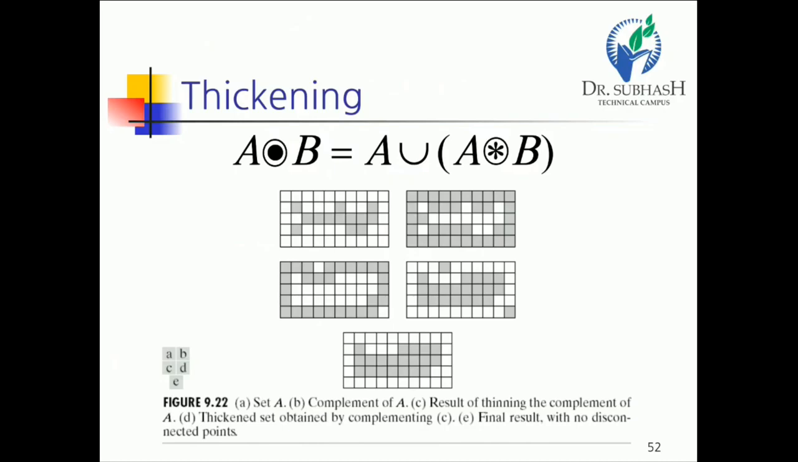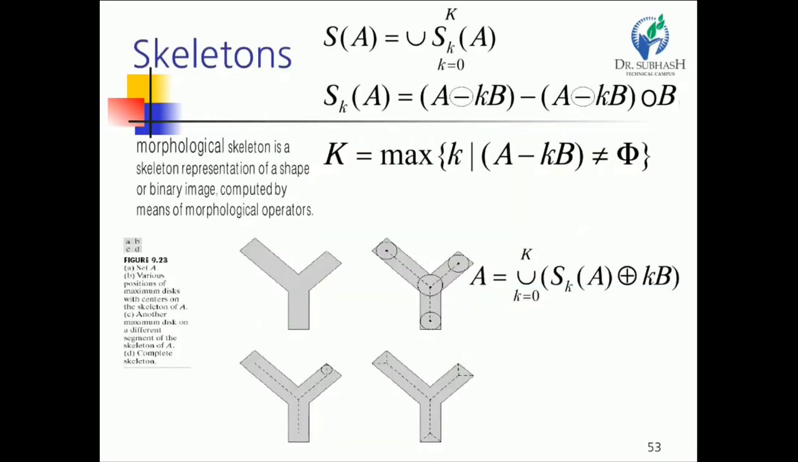Now thickening. That can be represented as A thickening B, equal to A union the hit-or-miss of A with B, right? Figure A represents the set A, this is the complement of A, and the result of thinning the complement of A is figure C. Thickened set of objects is in figure D, and the last one is the final result, with some disconnected points there.